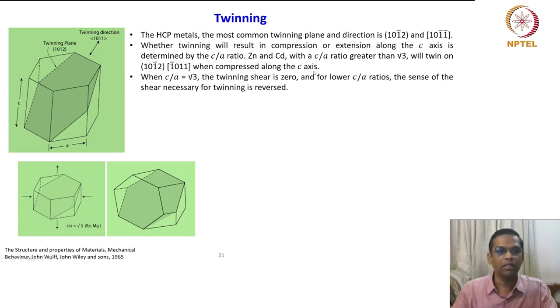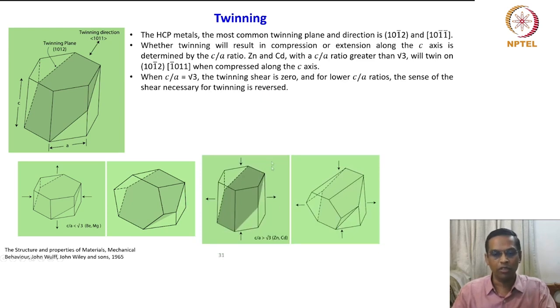So where is that reference? Yeah. So this image shows that the HCP metals such as zinc and cadmium, which have C by A ratio greater than square root 3, when compressed, then this is the slip system. Okay. So that means if the C by A ratio is greater than root 3, then the C axis will elongate. That's what it means. Okay.